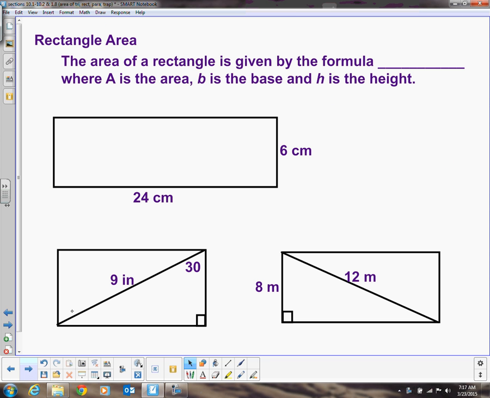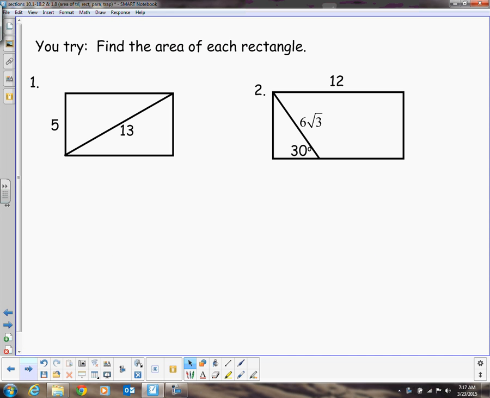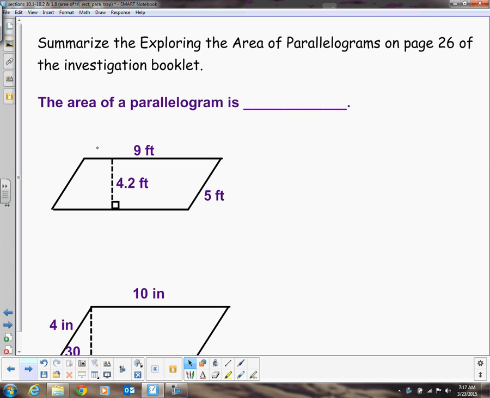So we did 3 examples. Do you remember doing these? Okay. Now, this is where we stopped.